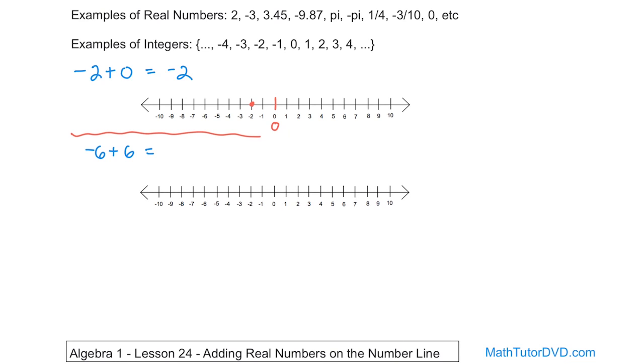So what we're going to do is look at the first number that we have, and plot that on the number line. So we'll go over here and find it. It's right here, negative 6. That's the first number that we have.